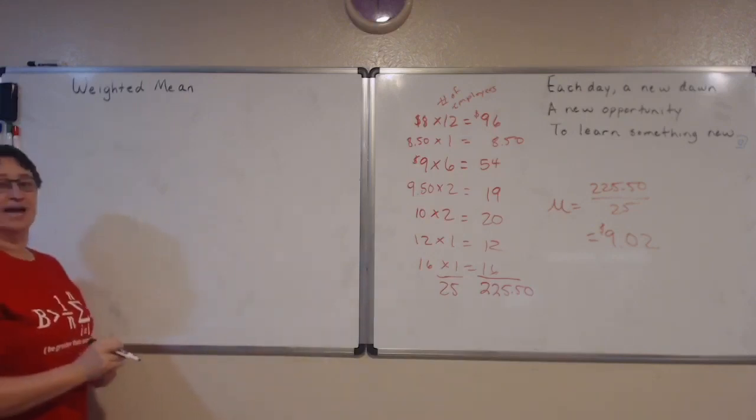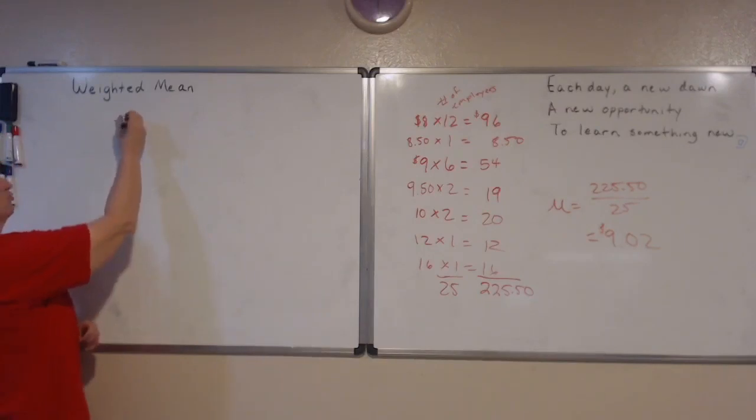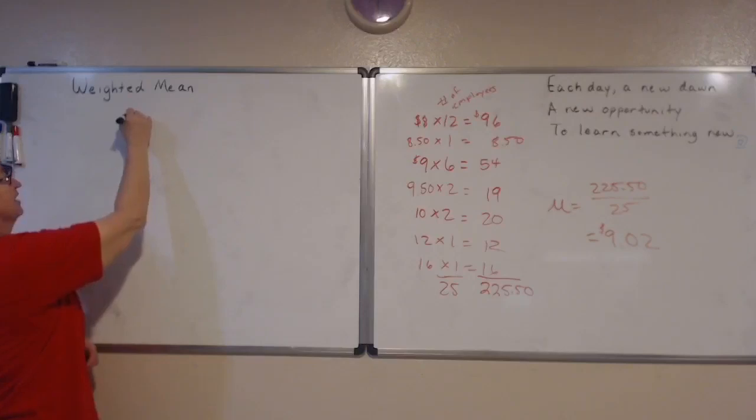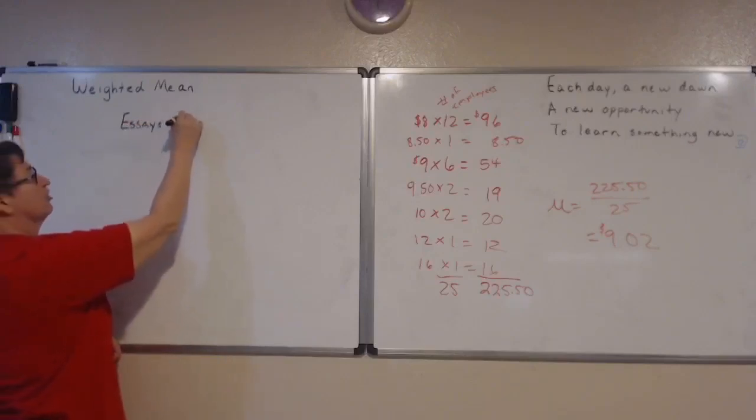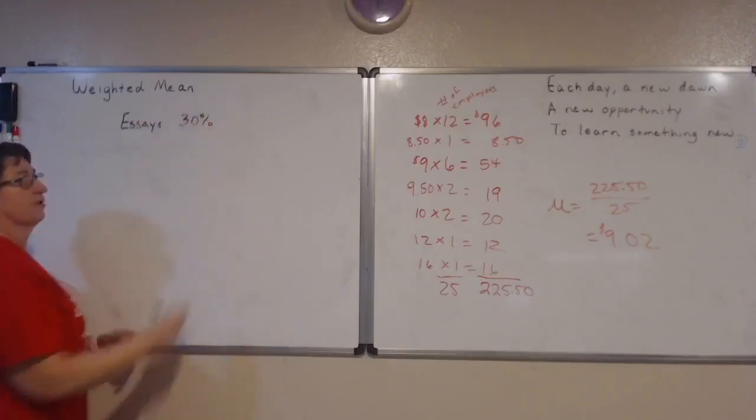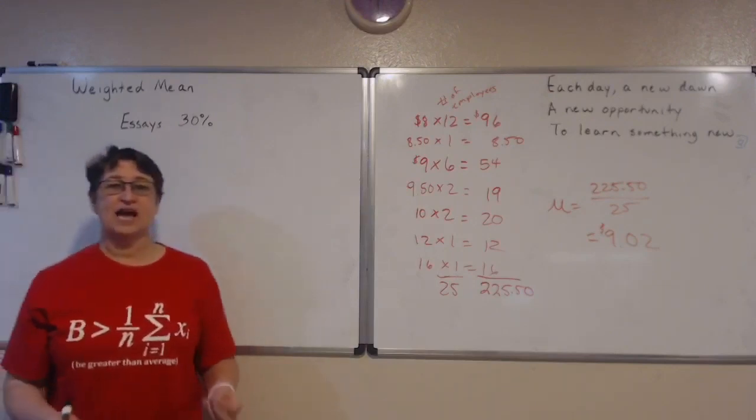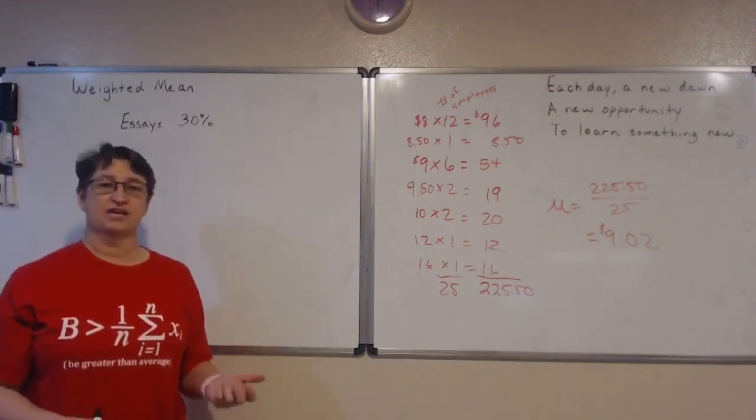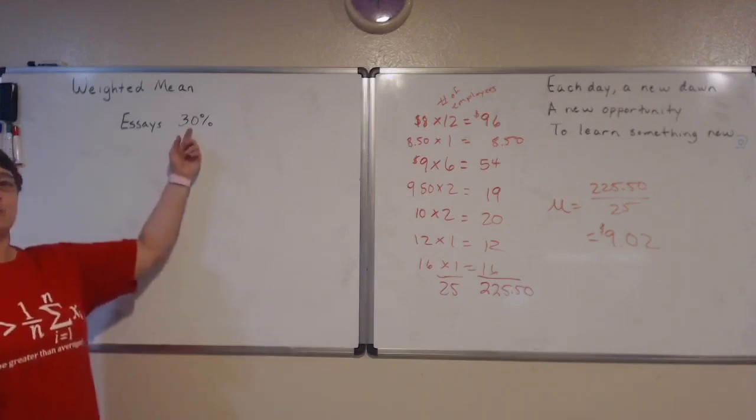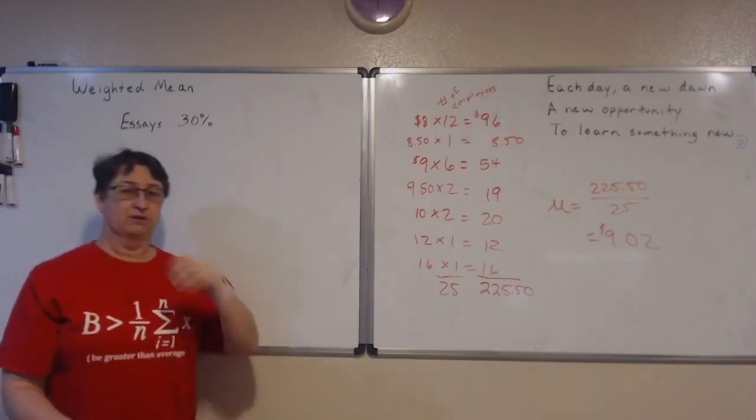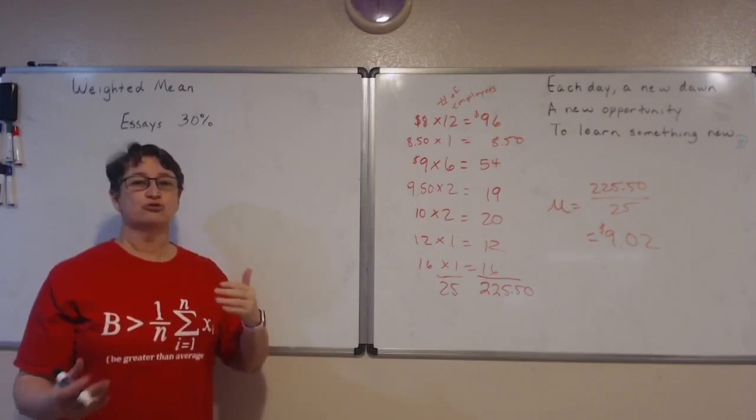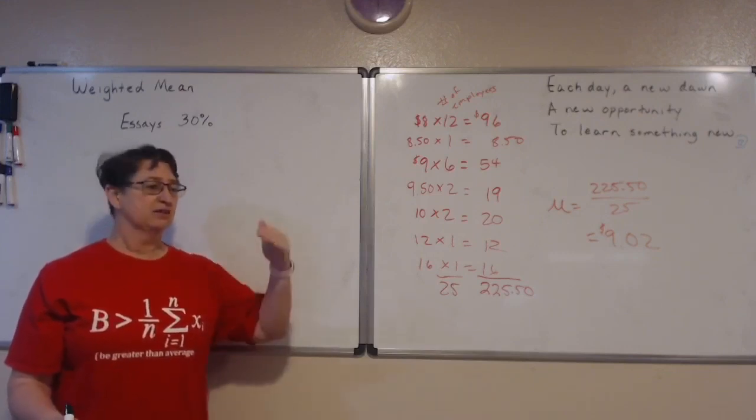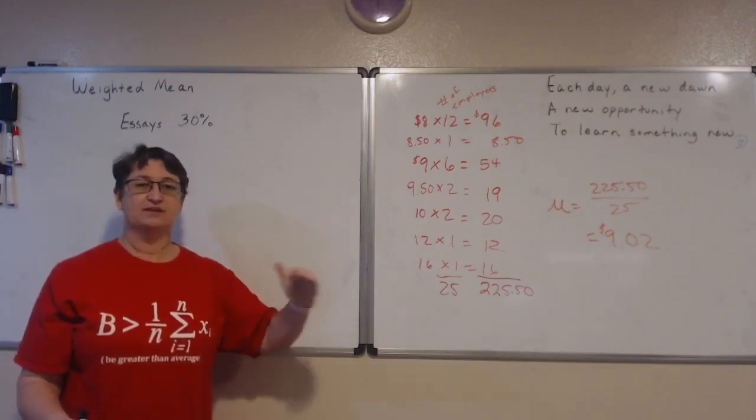because they tell you that it's worth a certain percent. So in other words, like Trevor's in some English class, and in his English class, the syllabus says the essays are worth 30%. So what that means is if he got 100 on all of his essays, he could earn 30 points, a total of 30 points. Or that grade that he makes on his essays counts 30 times.